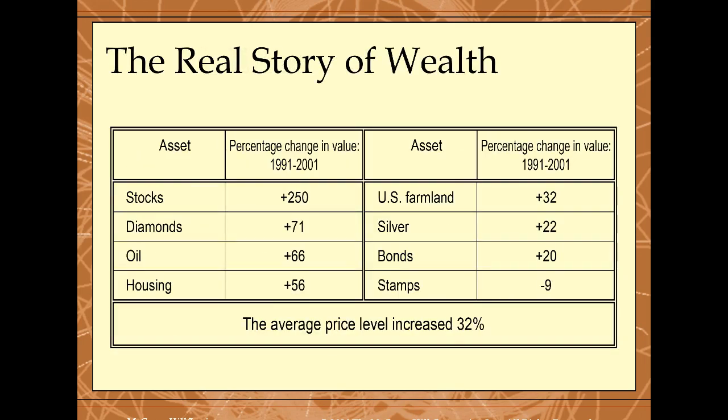So take a look at this. Between 1991 and 2001, if you invested all of your money in stocks, you saw the value of your wealth increase by 250%. But what if you invested all of your money in collectible stamps? Well, you would see the value of your wealth actually decline. So how asset inflation affects you all depends upon how you have invested your wealth.